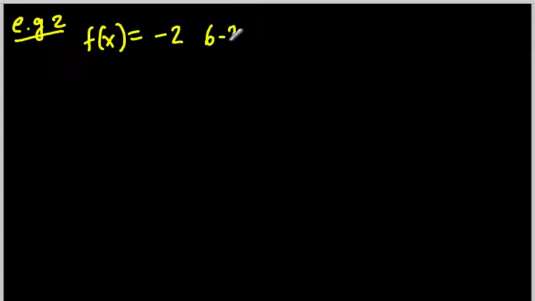In this video, we're going to go over another example of transforming non-parent functions. So let me just start off with an example. Example 2: I have some function f of x, which is going to be negative 2 times a square root function. Inside the square root is 6 minus 2x, and then plus 1. And then I'm going to transform that to some function called g of x.